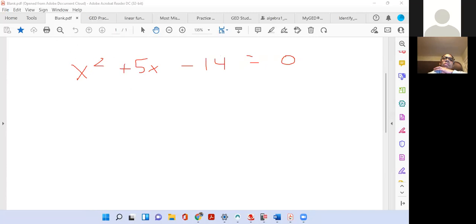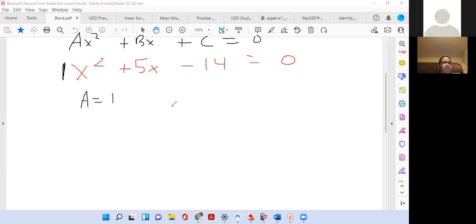So first of all, understand that this is already in standard form. The second thing you notice is the coefficient that's in front of this x squared is 1. If a is equal to 1, you want to try to factor c.